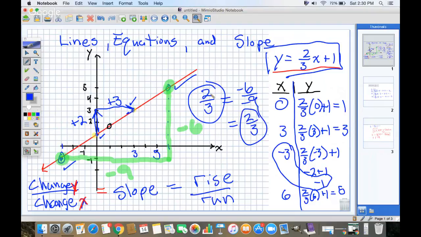So hey, I get the same slope no matter which 2 points I pick. These triangles, this one here and this one here, have the same shape. That's another way to think about slope.